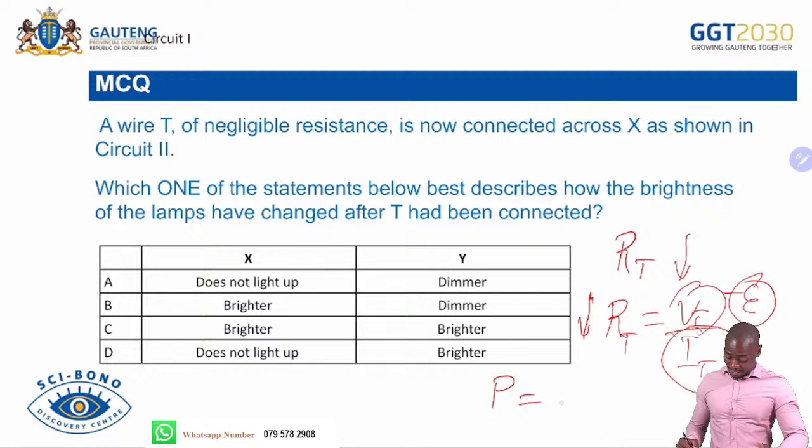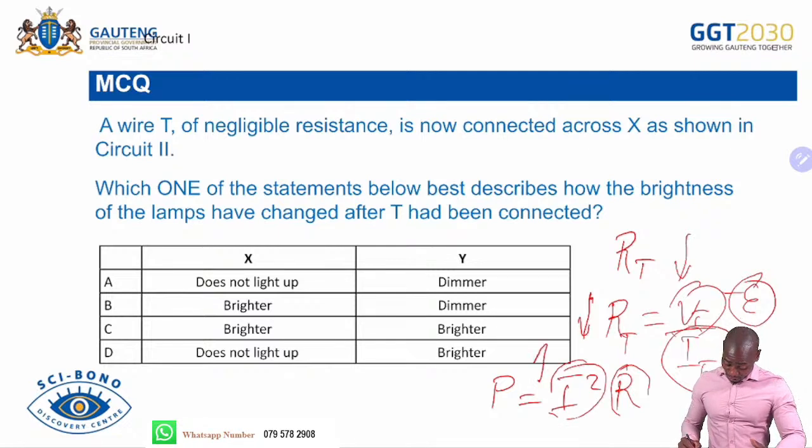P equals what here? I squared R. Not for the wire, but for bulb Y, what remains constant? The resistance is still the same, right? Then what did we say about the current that will pass through Y? We said the current that will pass through Y will increase. Then if the current that passes through Y increases, what about the power used by Y?